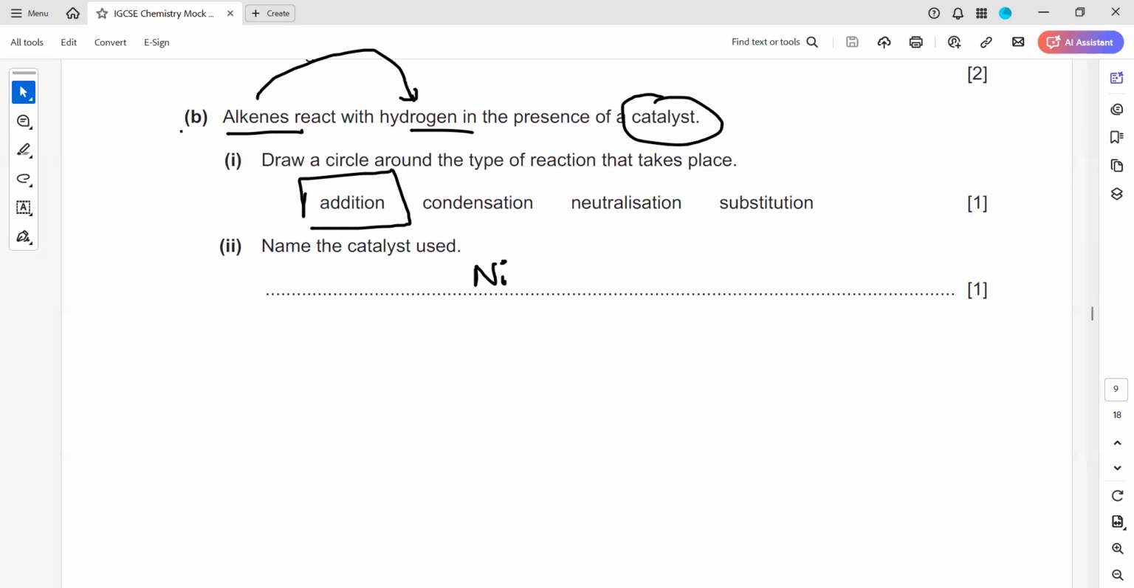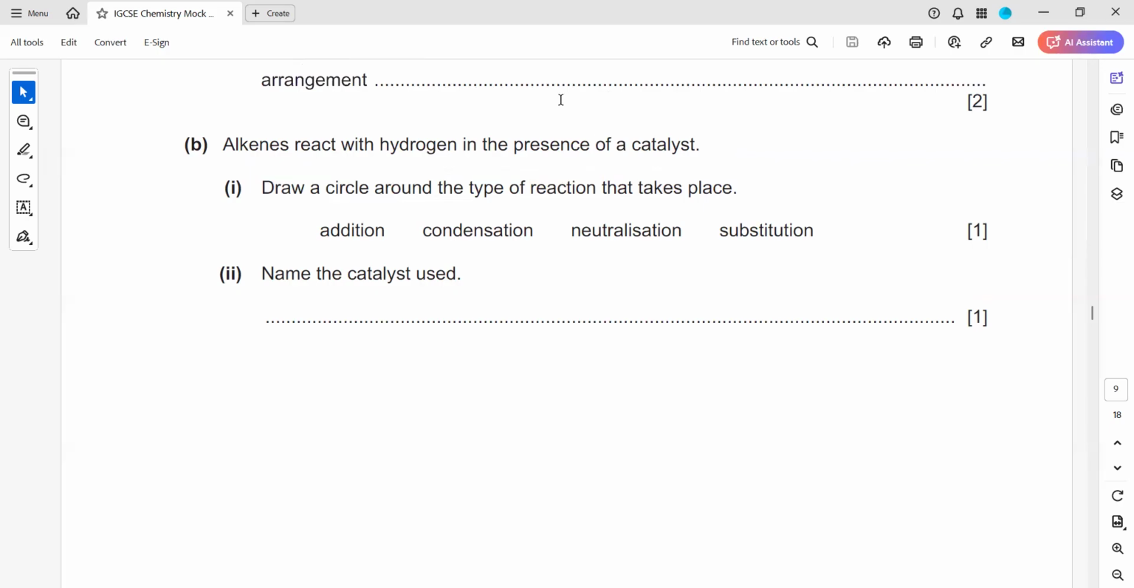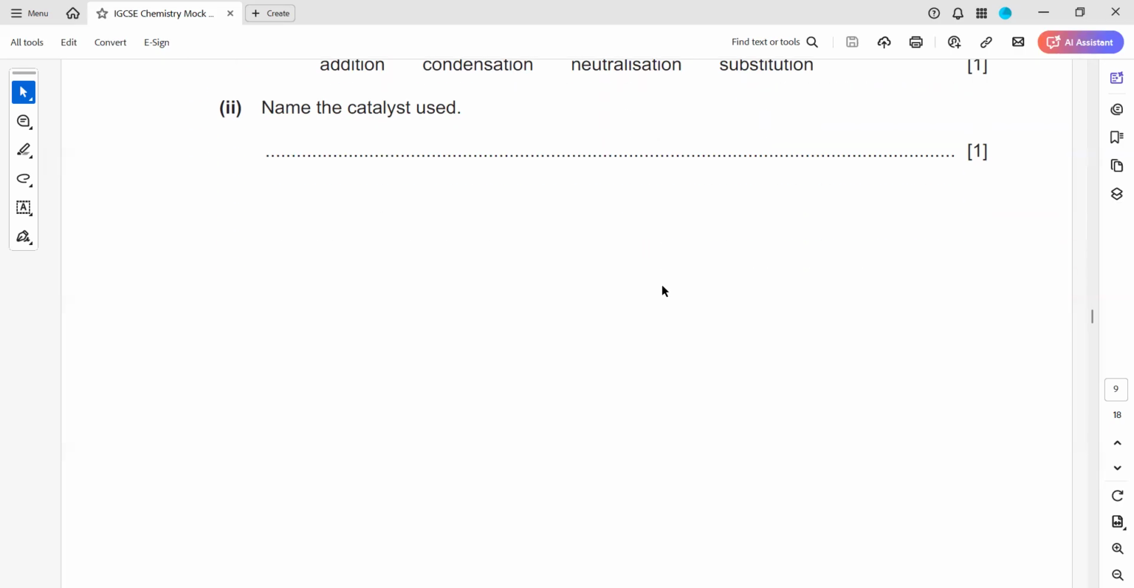Sir, do we only have to write Ni? If they say name, you have to write the name. If they say symbol, then Ni. Why did I write Ni? Because I'm saving time, because I want to discuss the second mock as well.